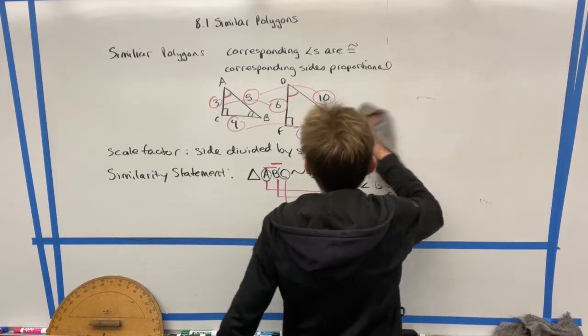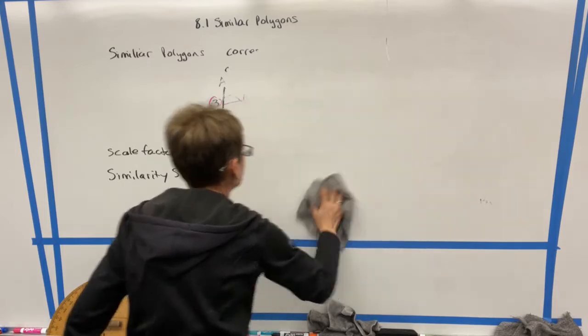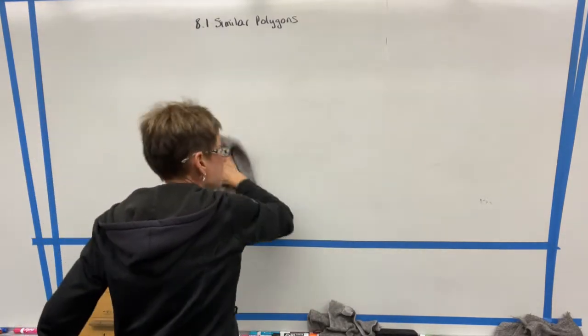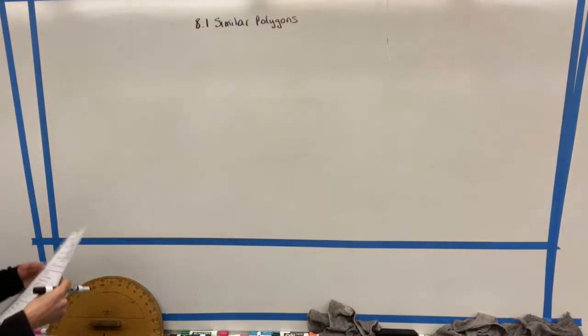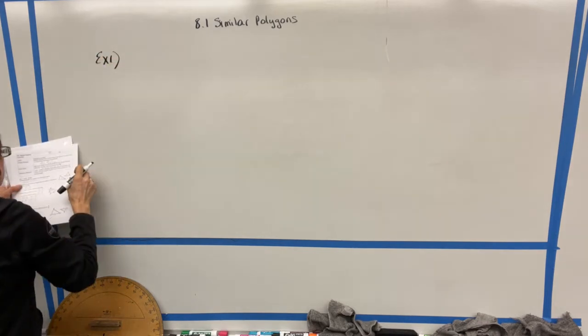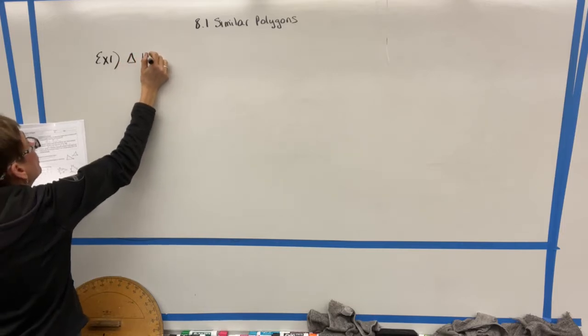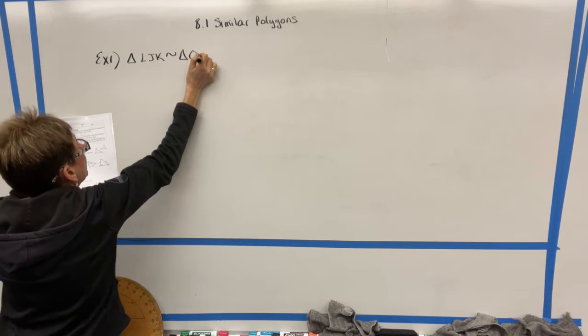So I'm going to erase the board of all the vocabulary words. Please don't forget that if you need to pause the video or rewind the video to get some of the notes down, you should feel free to do that. Let's do example number 1, and we'll talk a little bit more about the similarity statement. We're going to make a note that triangle LJK is similar to triangle OMN.